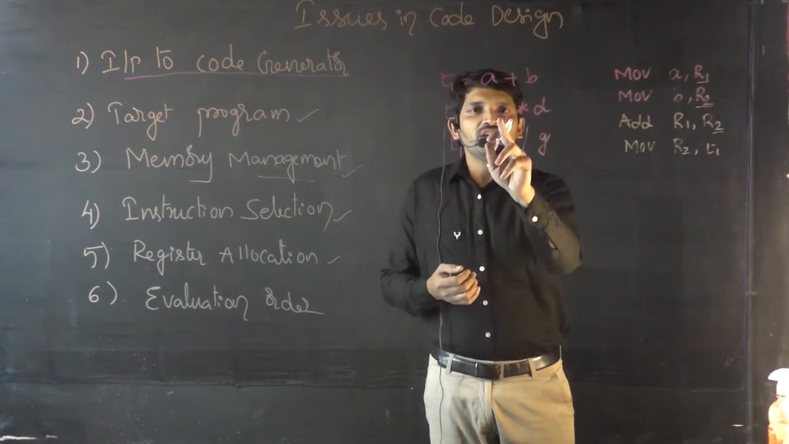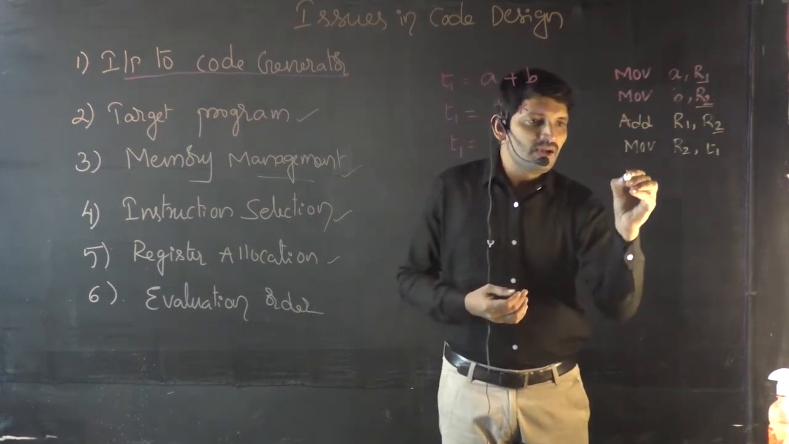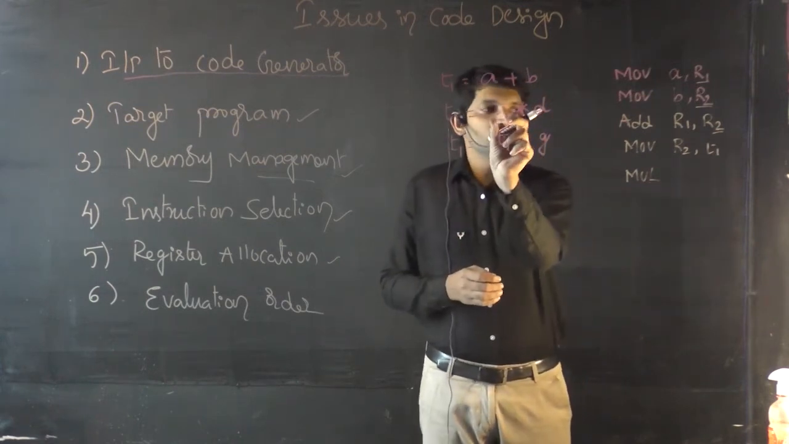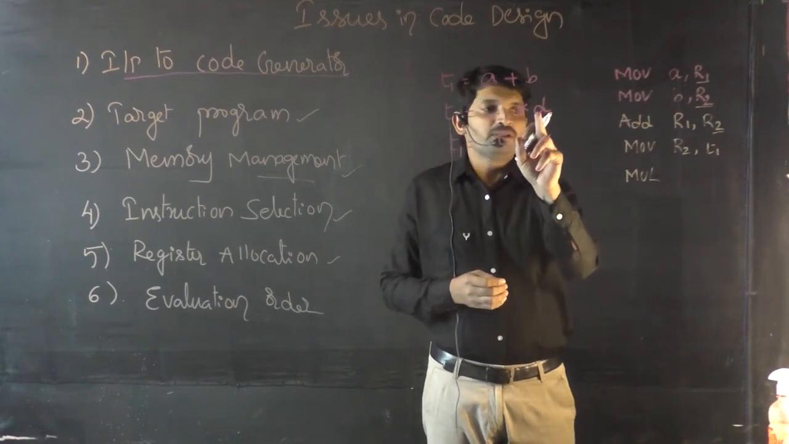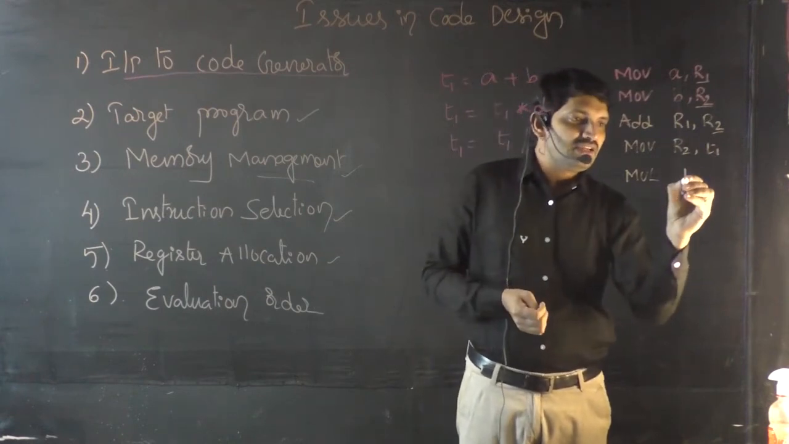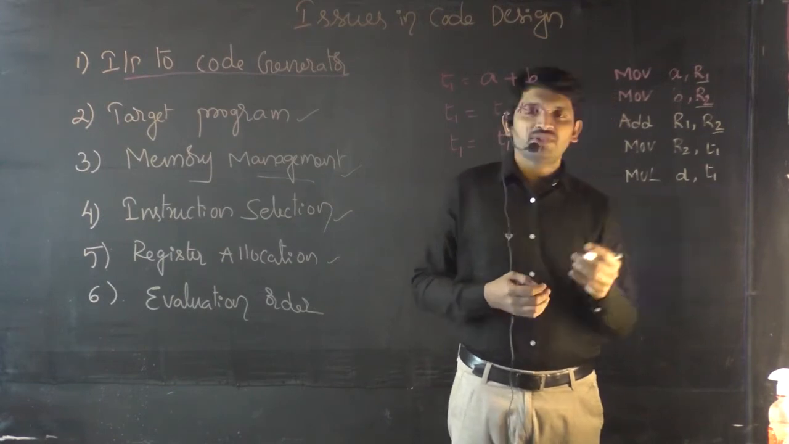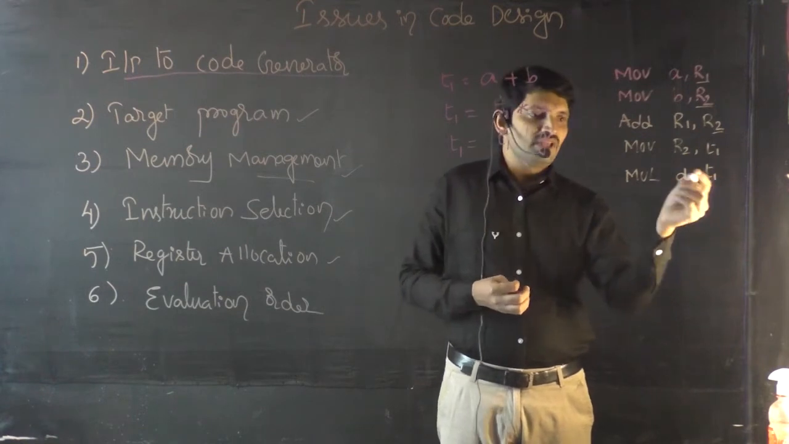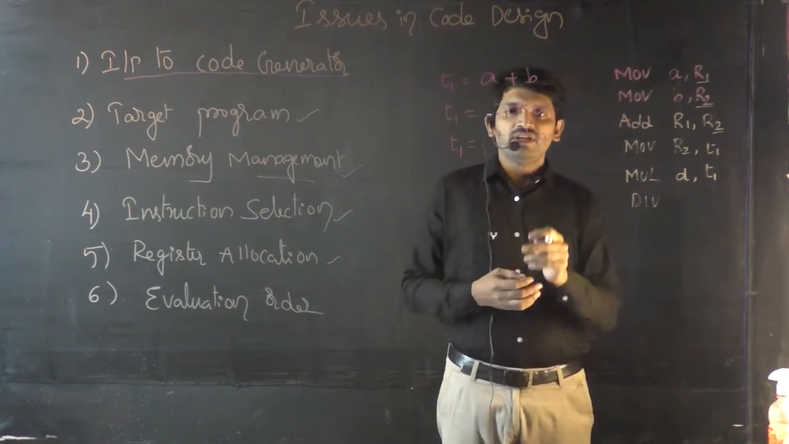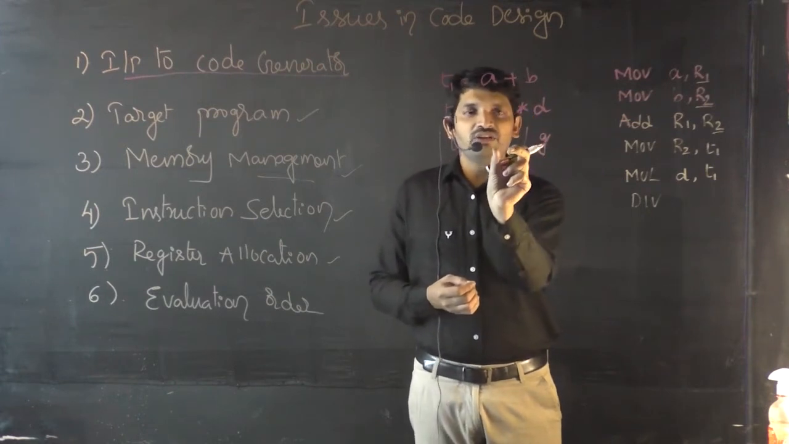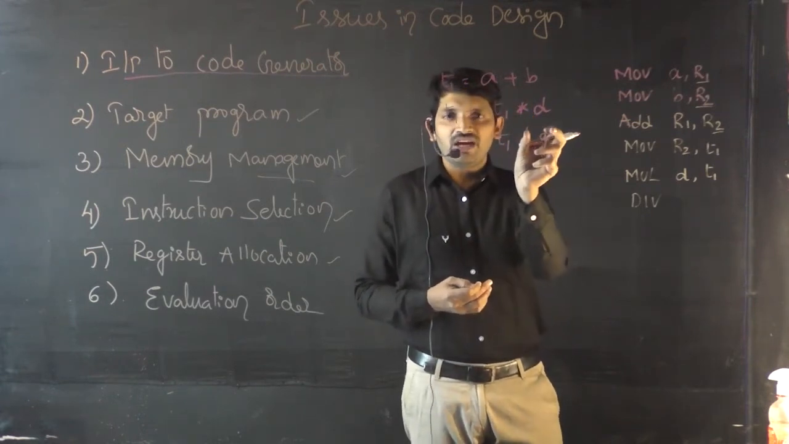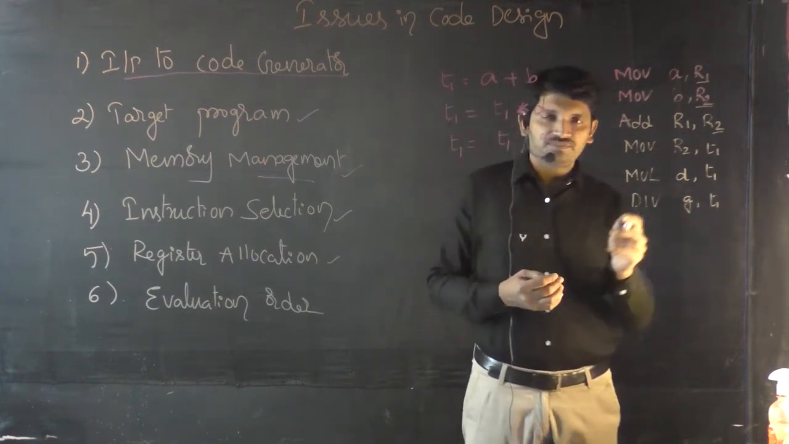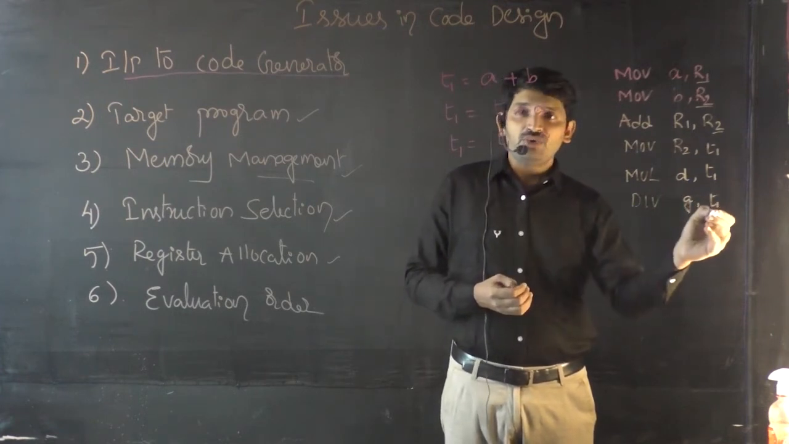Now come to the next one, T1 equal to T1 into D. What do I have to write? Perform the multiplication operation between T1 and D. We already know the T1 value here. Then multiplication with D, so MUL D, T1. That means I perform the multiplication and again the value is stored in T1. Now division of T1 by G, that means T1 is divided by G. So again I perform the division operation as DIV G, T1. Now that value is stored in T1.